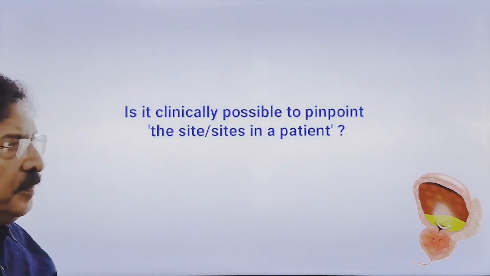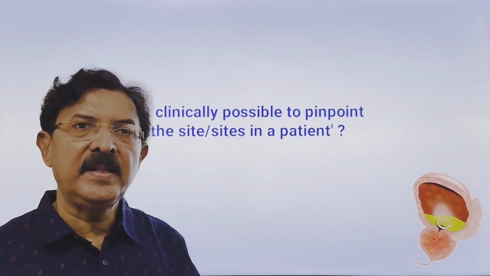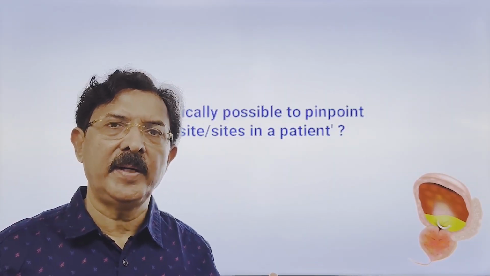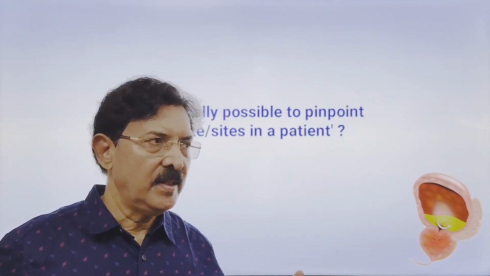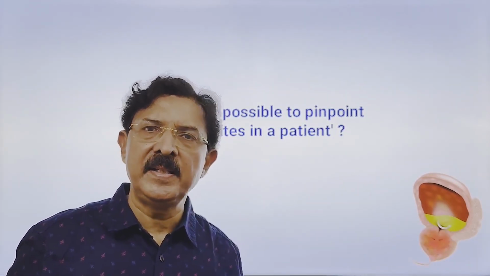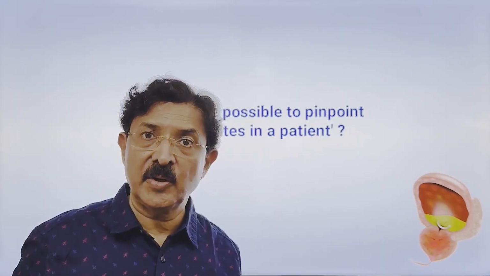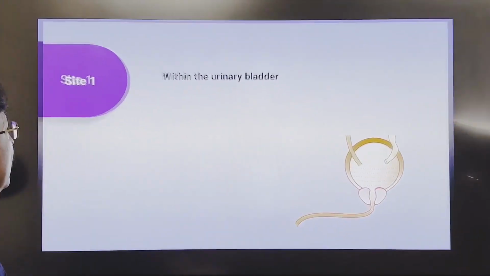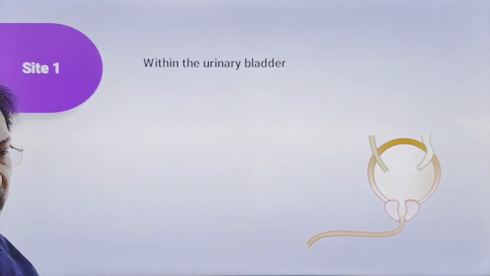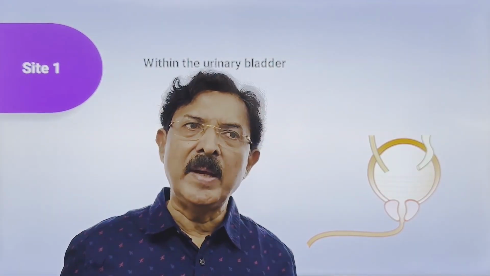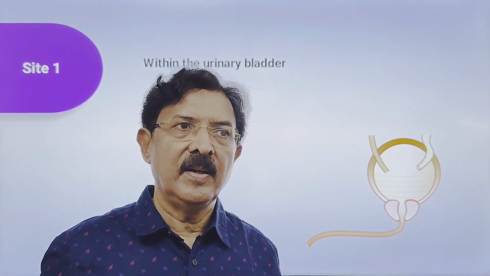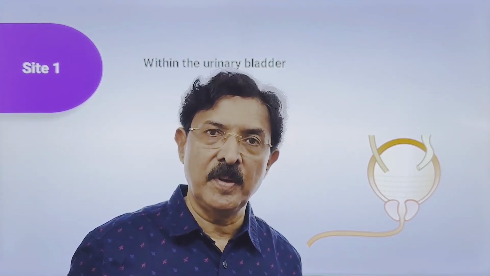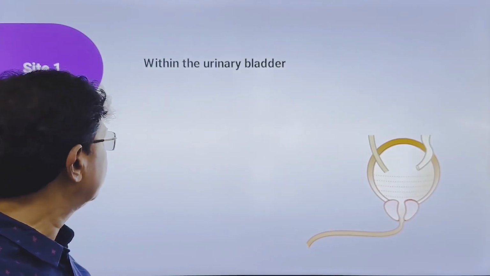Now, is it clinically possible to pinpoint these sites? It may be a single site or it may be multiple sites in the patient. So can you clinically pinpoint these sites? That is the question, and that is the point of relevance here. Let me talk about these sites one by one. What do I mean by these sites? Why can infection stay at this site? And is it possible for you to clinically diagnose this?